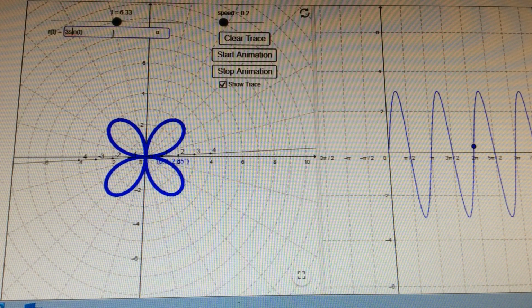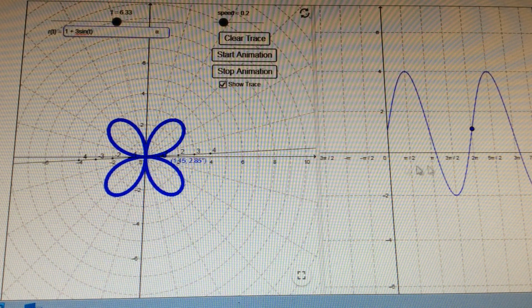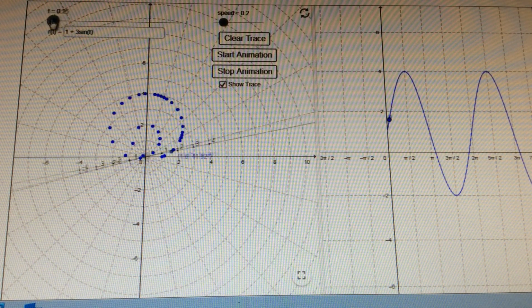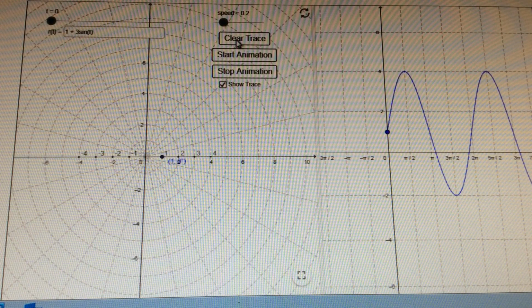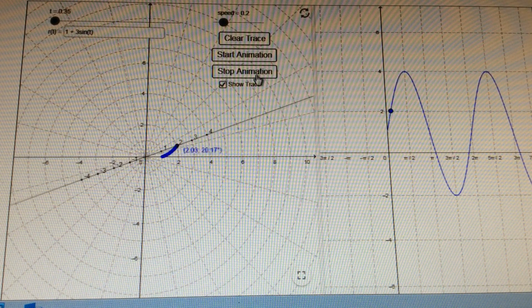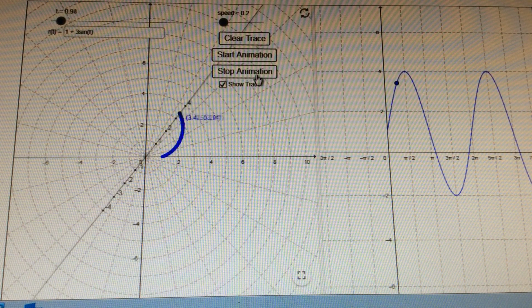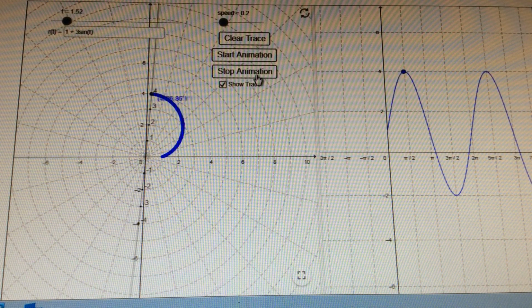So let's get rid of that and just make this a 1 plus. Okay, so let's look at this. And again, look what happens. We're going to have a negative R value in here. Clear, set this back to 0. Okay, so 1 plus 3 sine. Now what happens? From 0 to pi over 2, you can see that our R value is positive. So when we start this animation, we're going to be rotating through the first quadrant, and boom, we're at an angle of pi over 2, and this whole time our R value has been positive.